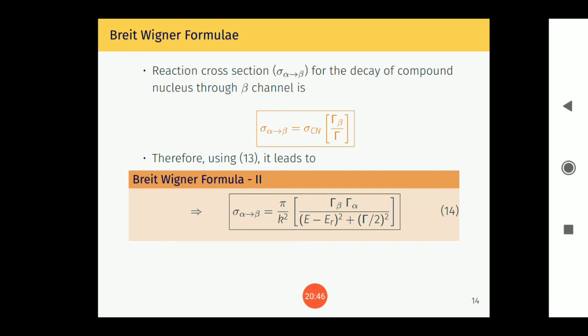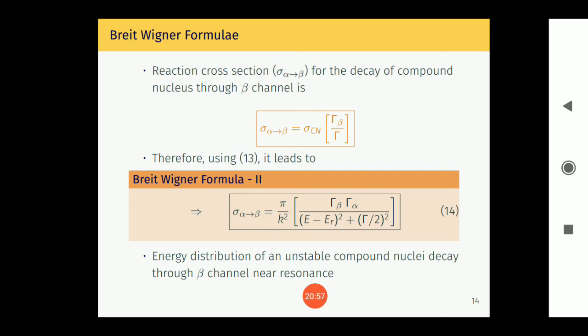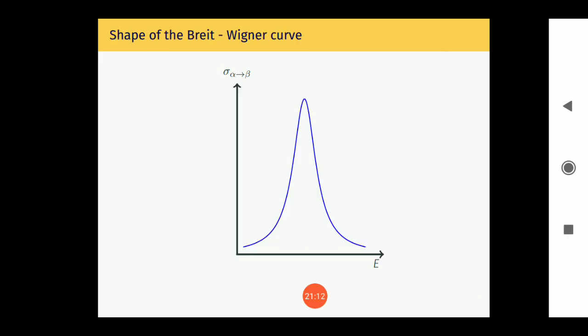Therefore, those two are actually important to describe the resonance feature that is observed in nuclear reactions. Very important reaction possible. So the energy distribution of an unstable nucleus decaying through the beta channel near resonance is represented by the above equation. That energy distribution is given by the Breit-Wigner relation.